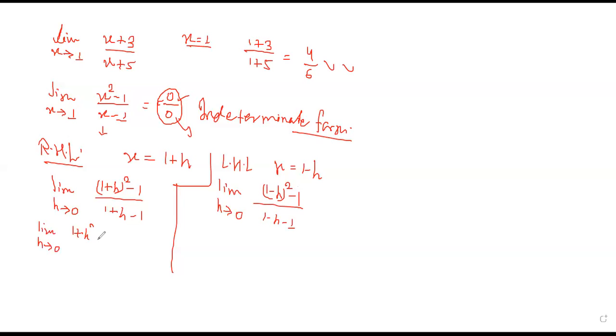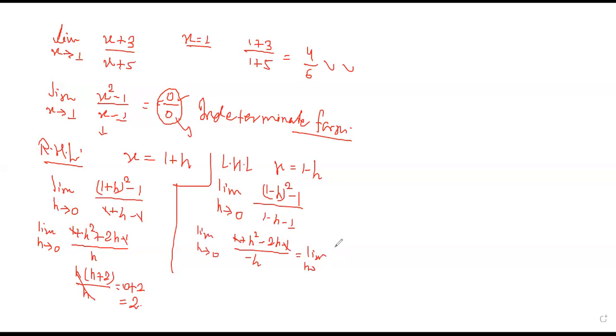Now we solve limit h tends to 0: (1 plus h square plus 2h minus 1), the 1 cancels, and dividing by h gives h plus 2, which equals 0 plus 2, equal to 2. Now for the other condition, limit h tends to 0: (1 plus h square minus 2h minus 1) upon minus h. This cancels, this cancels. Taking limit h tends to 0, (h minus 2) divided by minus h, this cancels, it will also be 2 minus h, equal to 2.